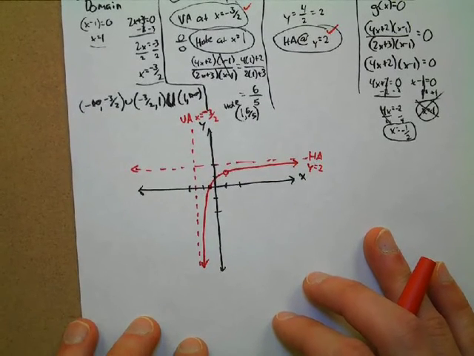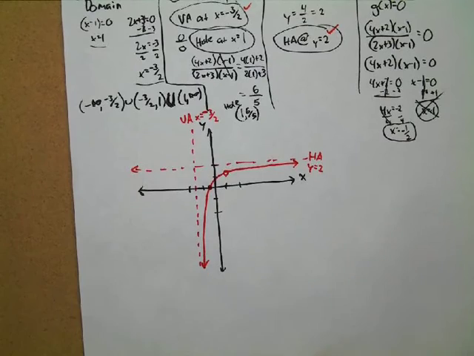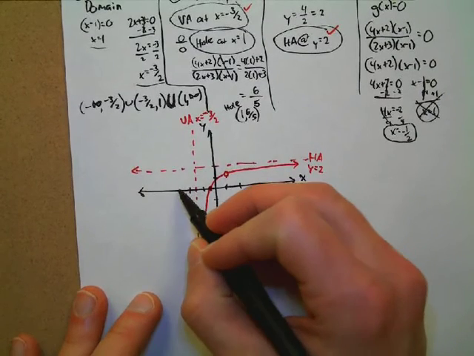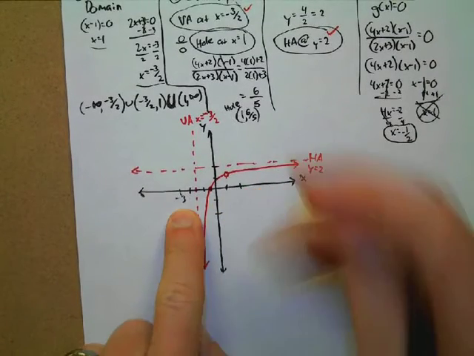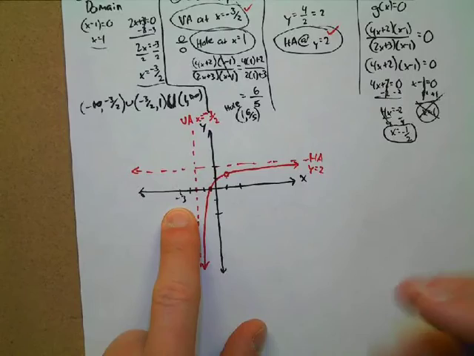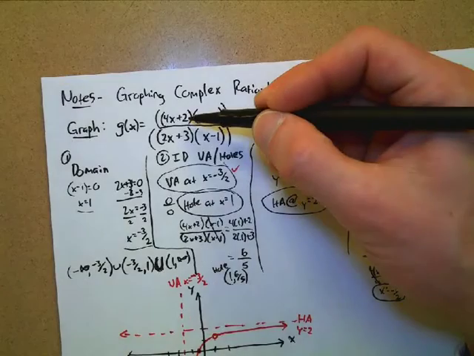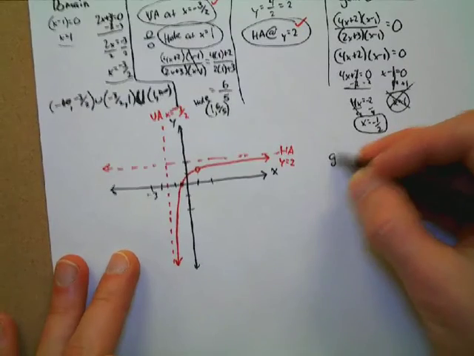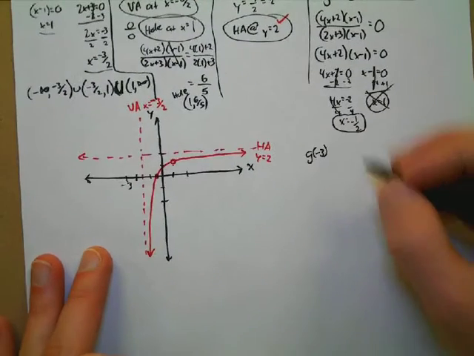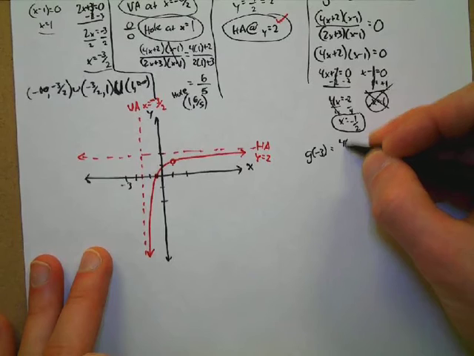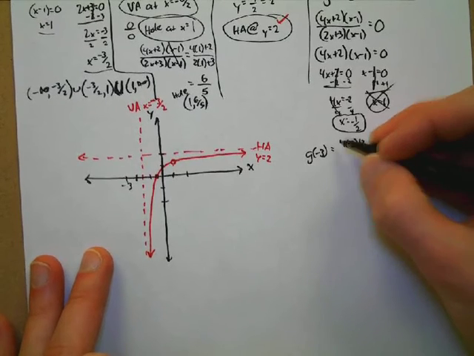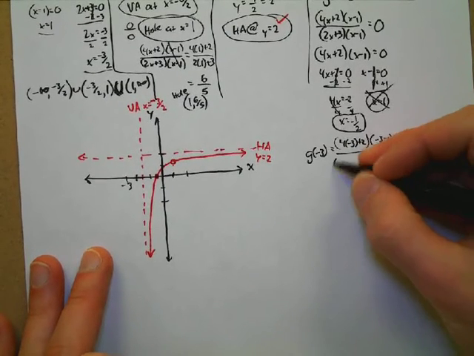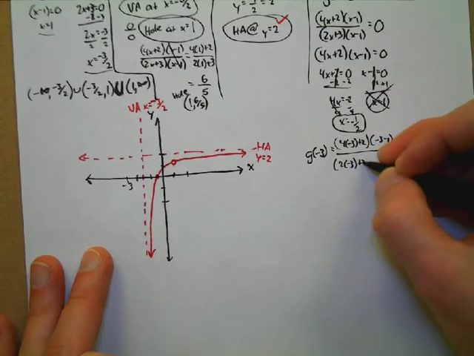But if you need convincing, just pick another x coordinate. So there's -1, there's -2. I'll pick -3. I'm going to plug -3 into my original function up here. This is just an additional point. So I'll do g of -3, which would be 4 times -3 plus 2, over -3 minus 1, times 2 times -3 plus 3, over -3 minus 1.